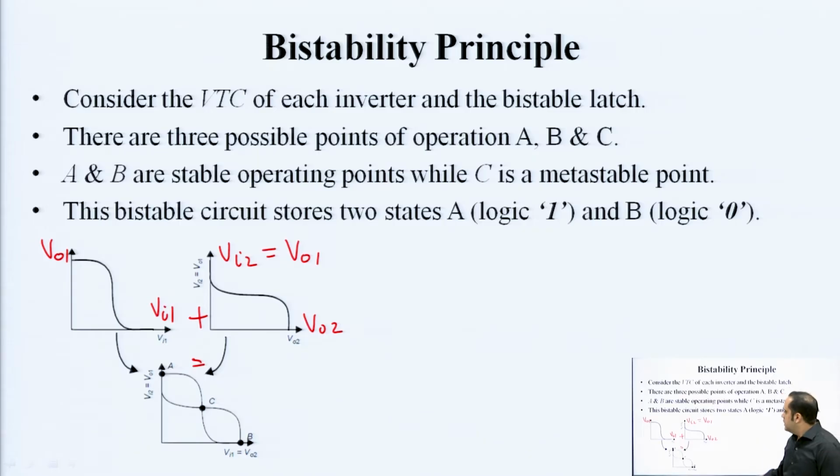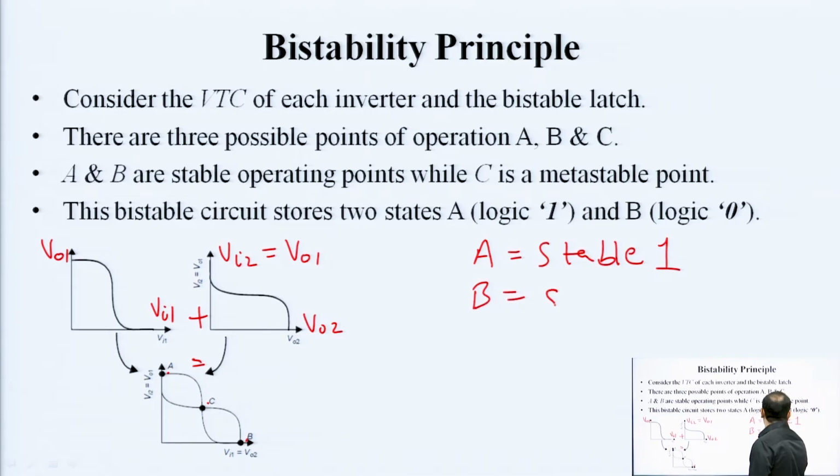Now, I have defined 3 different regions of operation. This is known as point A, this is point B, and this is point C. Points A and B are your so-called bistable states. At either point A or point B, Vi2 is 1 and here VO2 is 0. Here, A represents stable 1 and B represents stable 0.